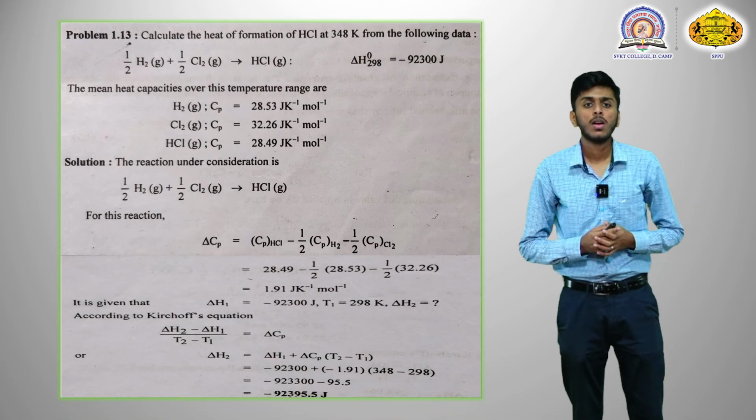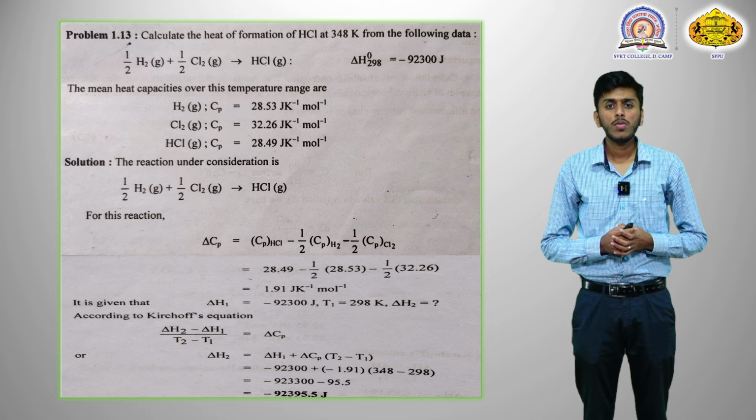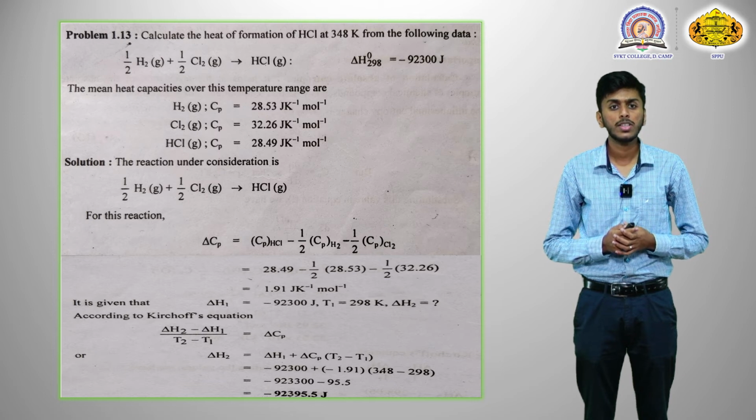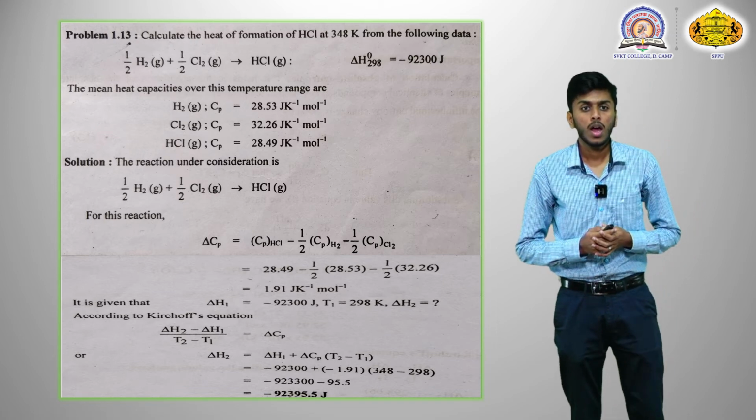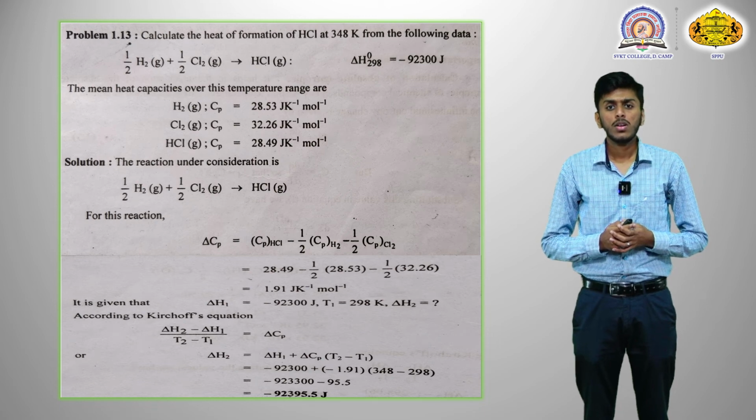Second problem. The student has to calculate the heat of formation of hydrochloric acid at 348 Kelvin from the following data. We are given the reaction half hydrogen gas plus half chlorine gas giving HCl as a product, and delta H naught at 298 Kelvin is equal to minus 92,300 joule. The heat capacity at the temperature range is also given.